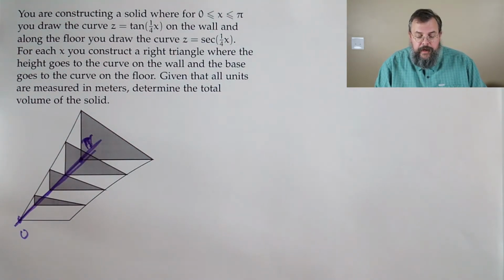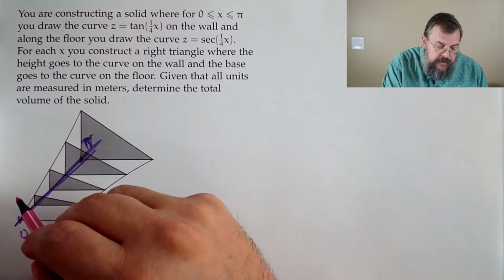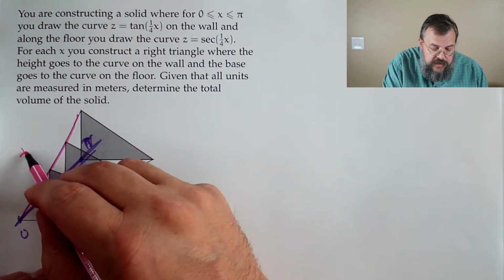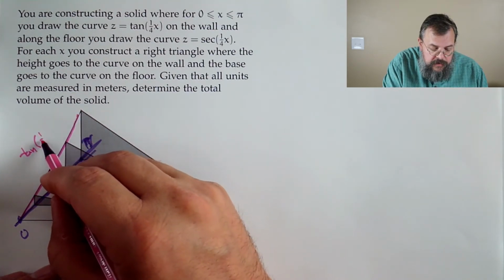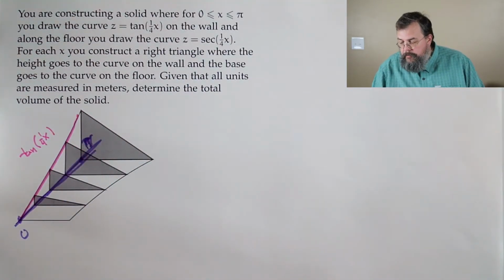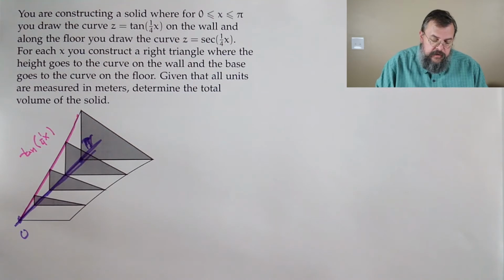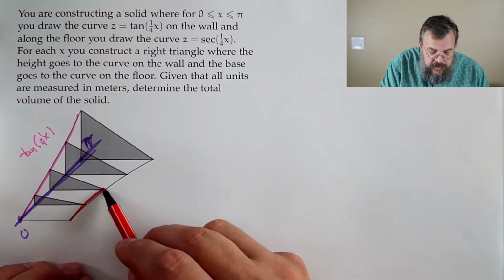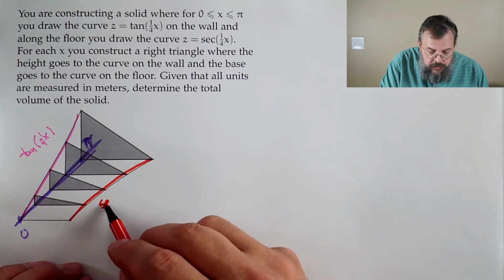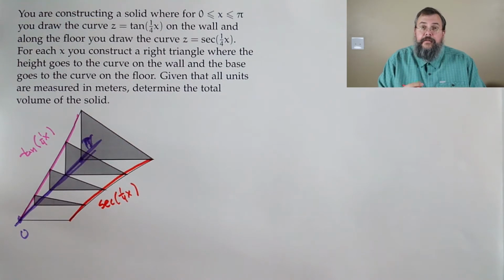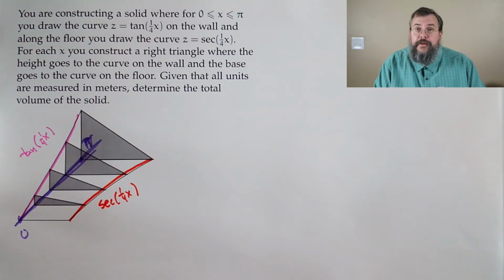Now, what do we have? Well, along the wall, what we have is this curve up here. This is our tangent of 1/4 x. And then, along the floor, what we have is our secant of 1/4 x. All right, and then, of course, at every stage, we have a triangle.